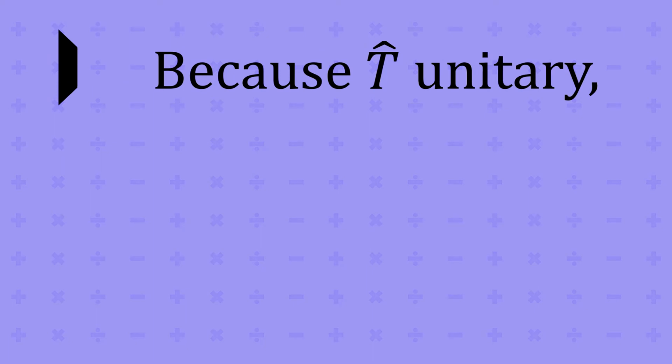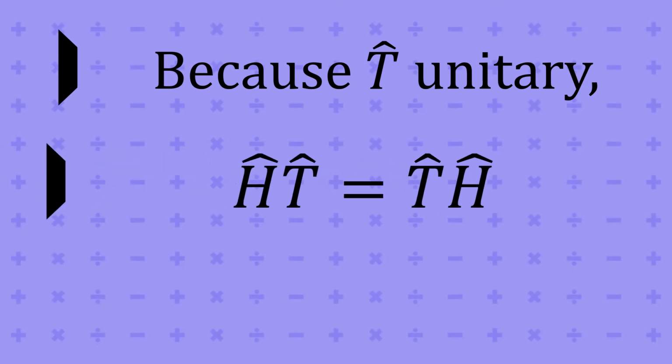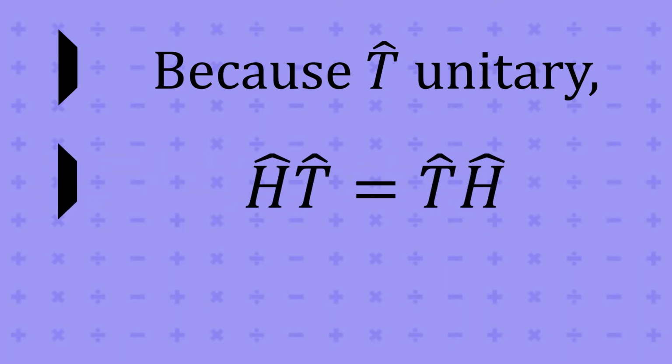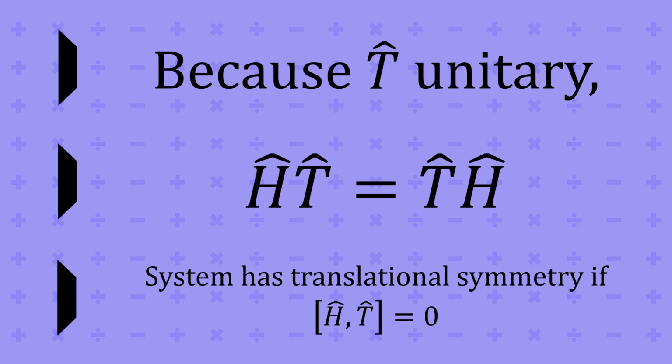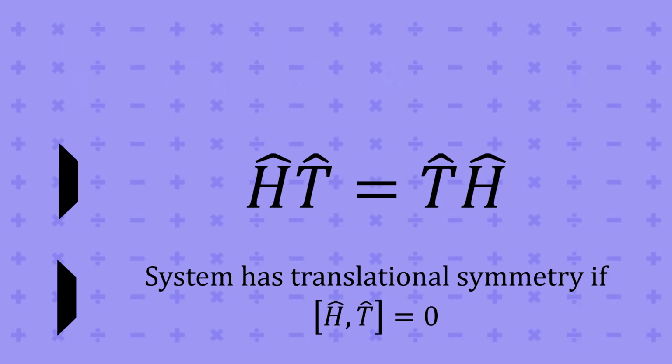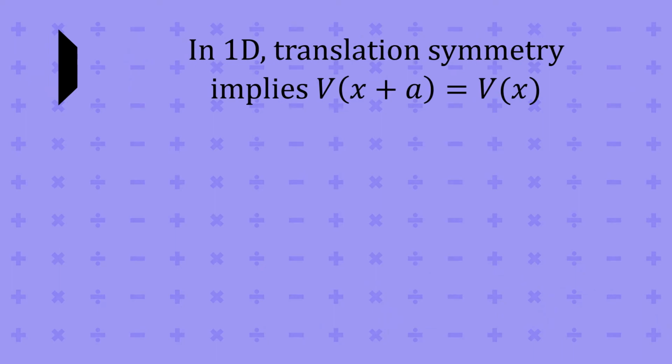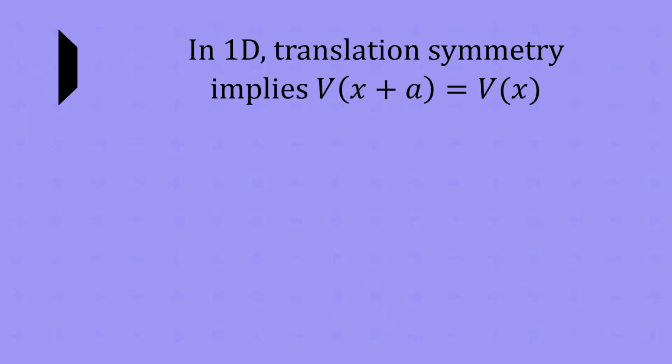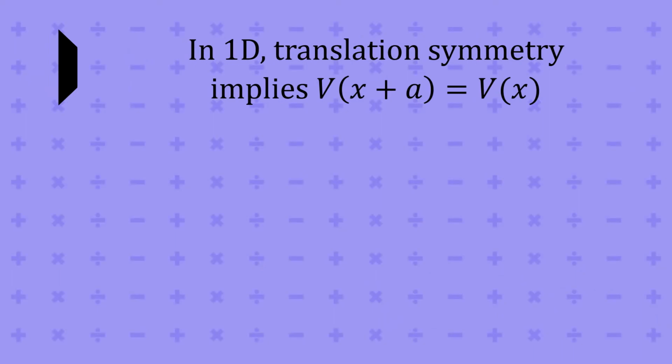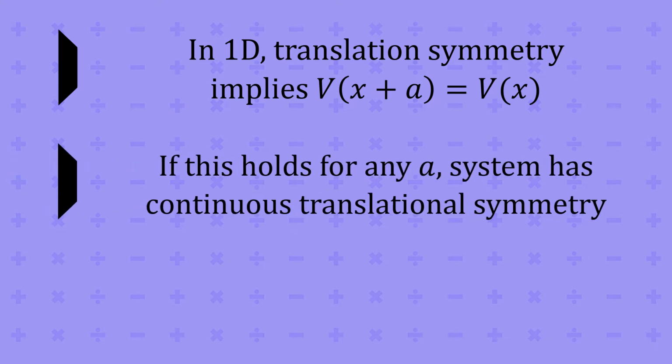A system is translationally invariant, i.e. it has translational symmetry, if the Hamiltonian is unchanged by the translation transformation. Because the translation operator is unitary, we can multiply both sides of this equation by the translation operator and obtain that the Hamiltonian times the translation operator is equal to the translation operator times the Hamiltonian. So, a system has translational symmetry if the Hamiltonian commutes with the translation operator.